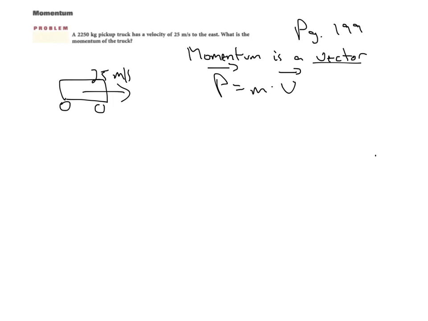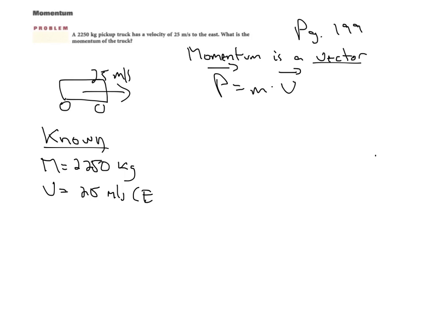So then in this problem, what are the things that I know? Well, I know the mass of the truck. I know the mass is 2,250 kilograms. I also know the velocity is 25 meters per second, and then I'm just going to put east in parentheses. So we're trying to find the momentum.